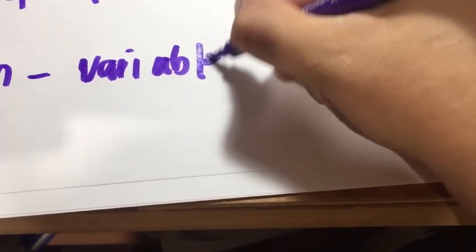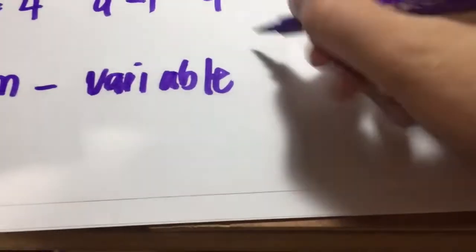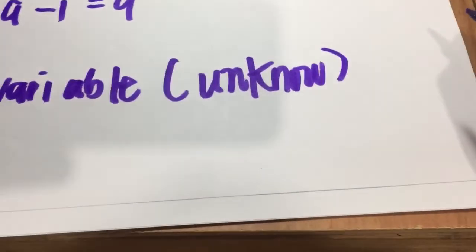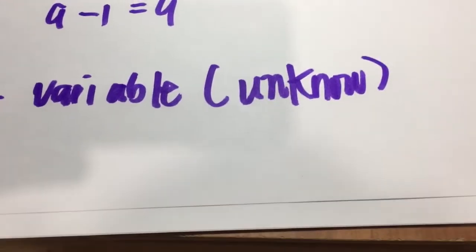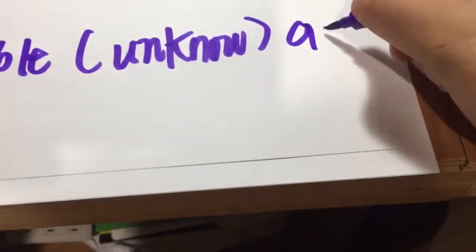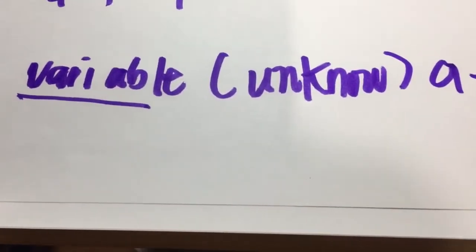An equation contains a variable which is neither true nor false until the variable is replaced by a number. A variable, or usually known as the unknown, is represented by any letter na nakikita nyo sa alphabet. So you can use the letters from A to Z to represent the unknown or the variable.